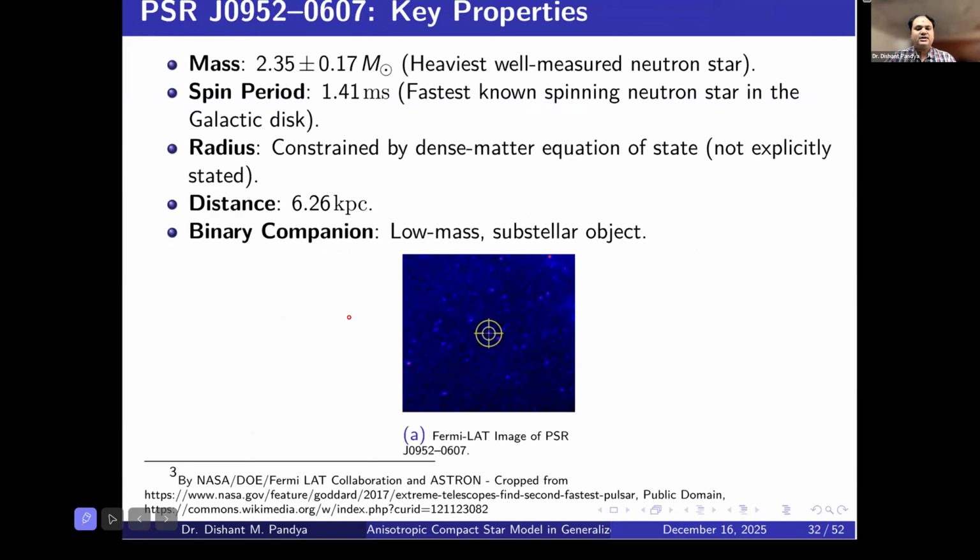Then, based upon our work, our idea was to implement this on the heaviest well-measured neutron stars in recent days. This pulsar, PSR J0952, is one of the heaviest pulsars, and let us implement our theory, the mathematical model, to see whether it satisfies this star or not.